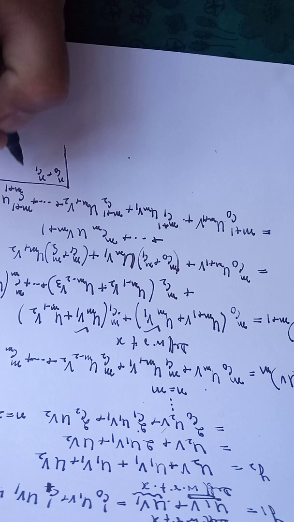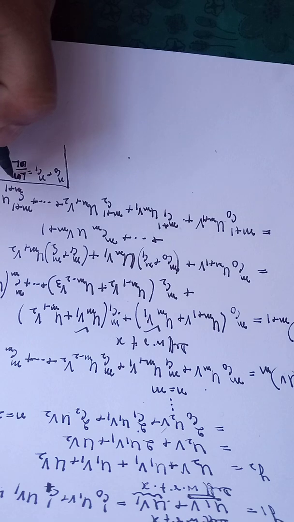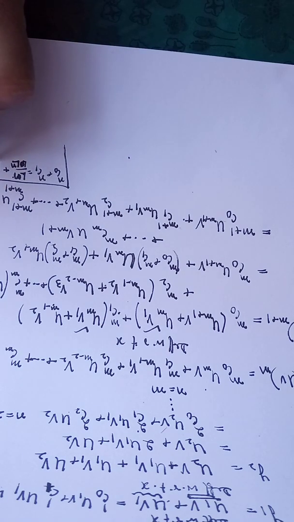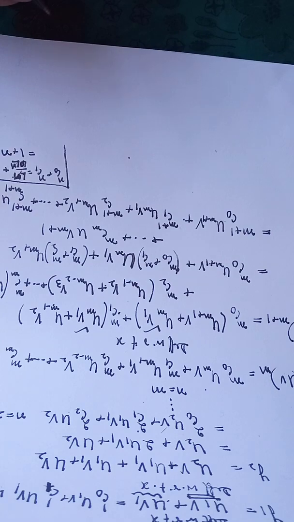nC0 is n factorial over 0 factorial times n minus 0 factorial, which is 1. nC1 is n factorial over 1 factorial times n minus 1 factorial. This is factorial up to n, 1 2 3 up to n, which means factorial n minus 1 into n. So it is n only, because factorial n minus 1 will cancel out.